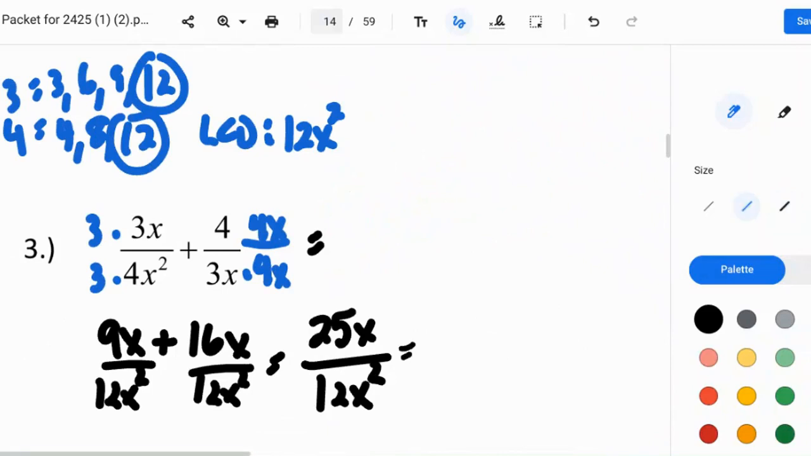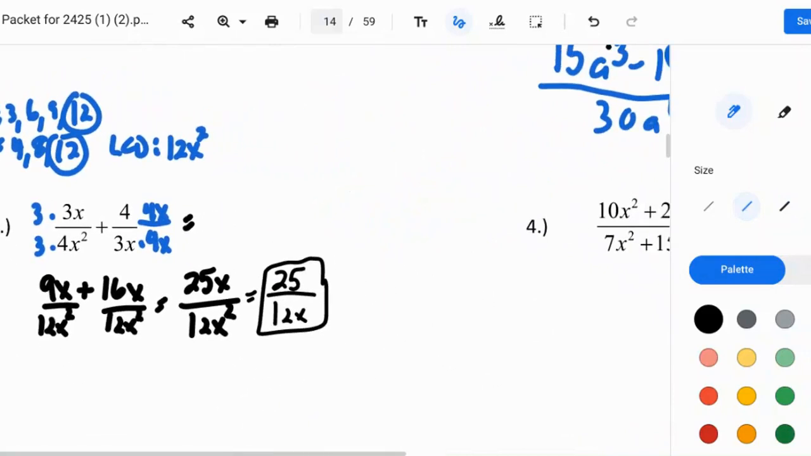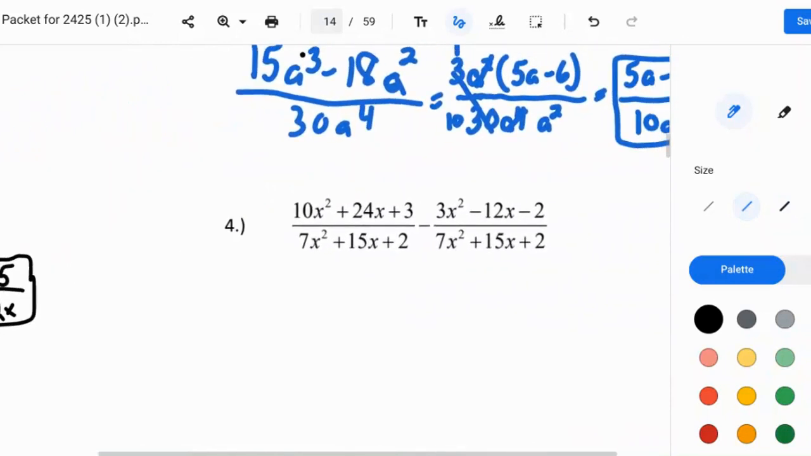I think just an x can cancel. So it'll be 25 over 12x, because 1x I can cancel from the top and the bottom. That'd be it on that one, because nothing can go into 25 and 12. All right. The next one has a trinomial on the bottom.